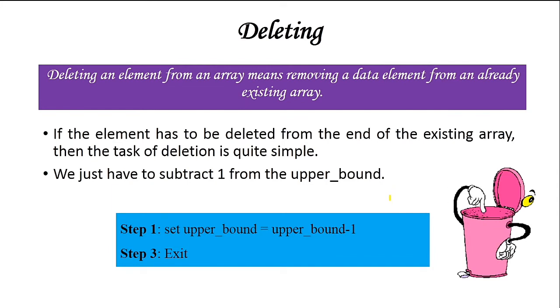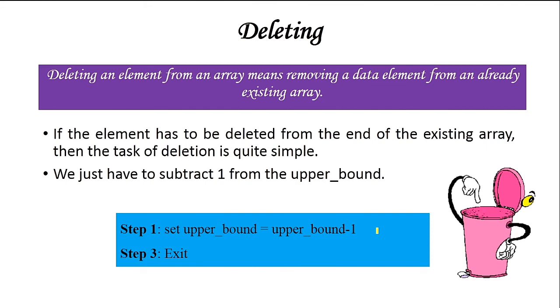Now let us go for the deletion operation. In deletion, you are going to remove a data element from the already existing array. Suppose you want to delete the last element, then it is quite simple. You can just decrement the upper bound by 1 so that the last position will not be shown, and we can assume that it has been deleted. So set upper bound is equal to upper bound minus 1. But suppose you want to delete an element which is in the middle of the array, then you need to shift the other elements to the previous position, isn't it?